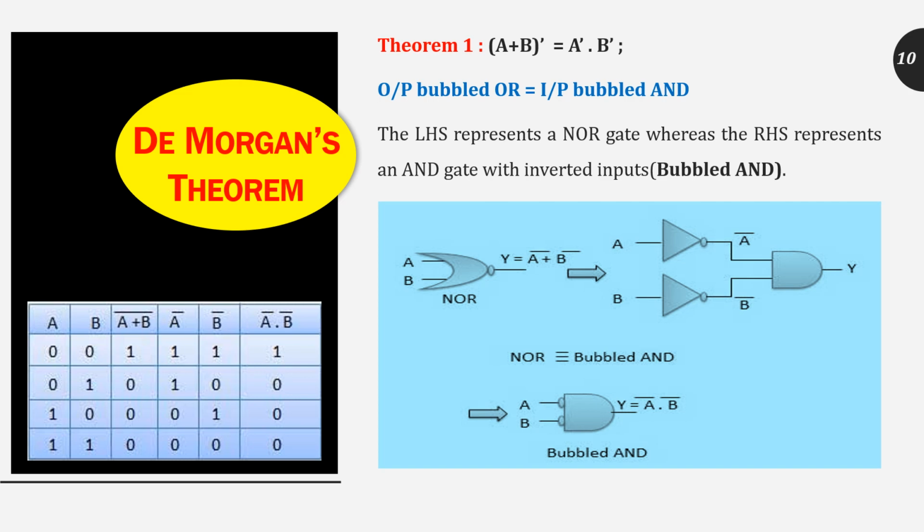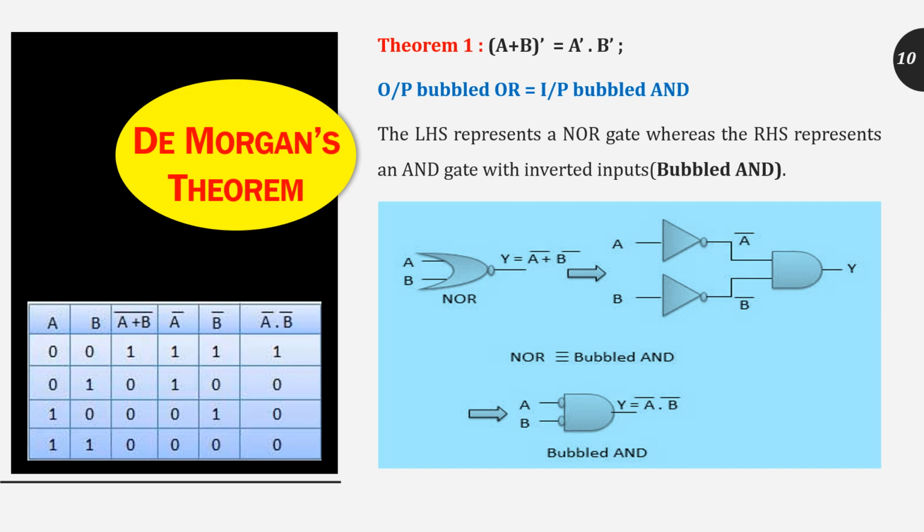So as we just said, theorem 1 states that (A plus B) the whole bar is equal to A bar into B bar. That is, the complement of the sum is the product of the complements. So in terms of logic gates, we can represent it as output bubbled OR. That is, the NOR is equal to input bubbled AND. The left hand side represents a NOR gate, whereas the right hand side represents an AND gate with inverted inputs.